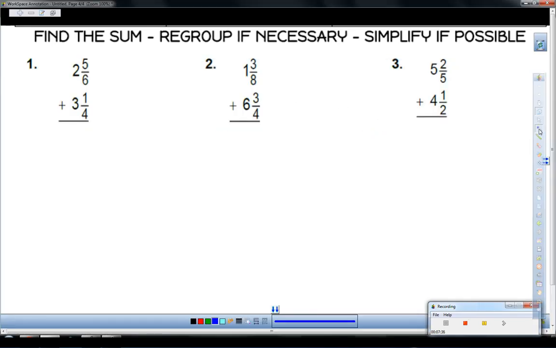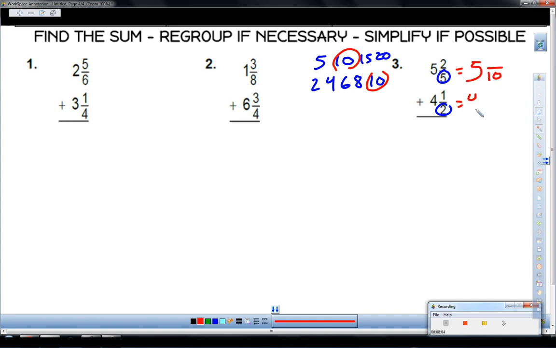So let's do number 3 because it has the most different denominators that we've seen so far. So we need a common denominator for halves and fifths. So 5, 10, 15, 20, 2, 4, 6, 8. Oh, I'm going to choose 10. So this equals 5 and something out of 10. This equals 4 and something out of 10.